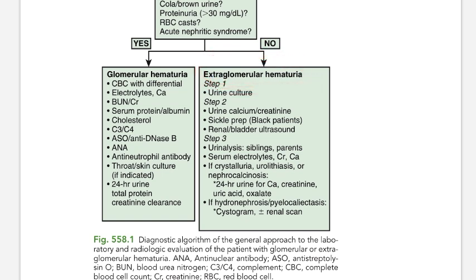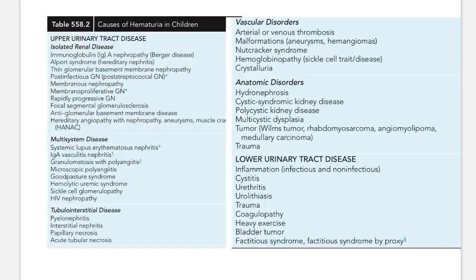We'll discuss it later, but as of now, just remember, we'll do CBC, routine, cholesterol, ASO, ANA. We will do them accordingly, depending on the causes of this hematuria. For extraglomerular hematuria, we will do urine culture, urine calcium, urine analysis, and so on. Basically, this will be directed by the cause, the particular differential diagnosis of hematuria at that time.